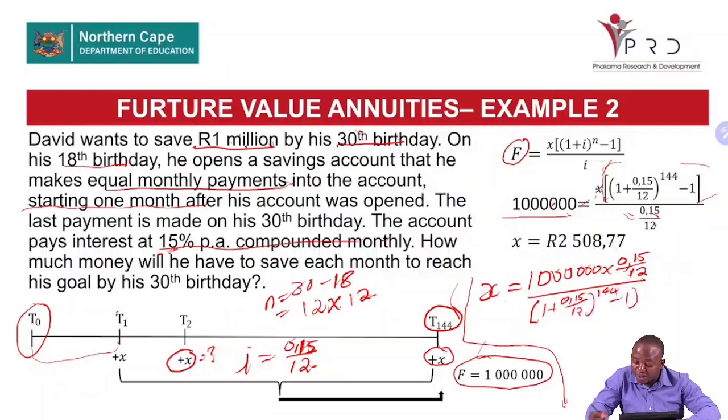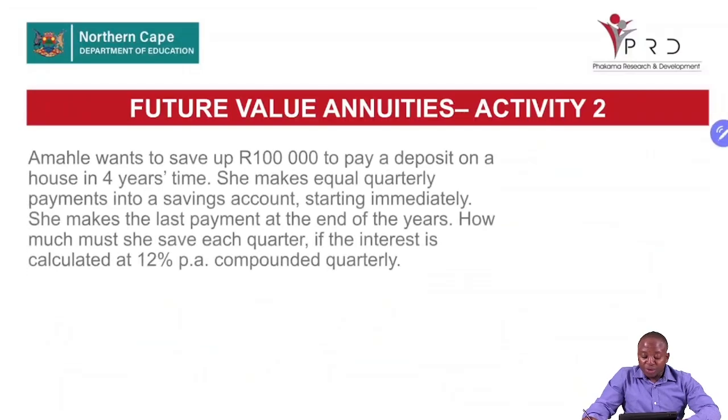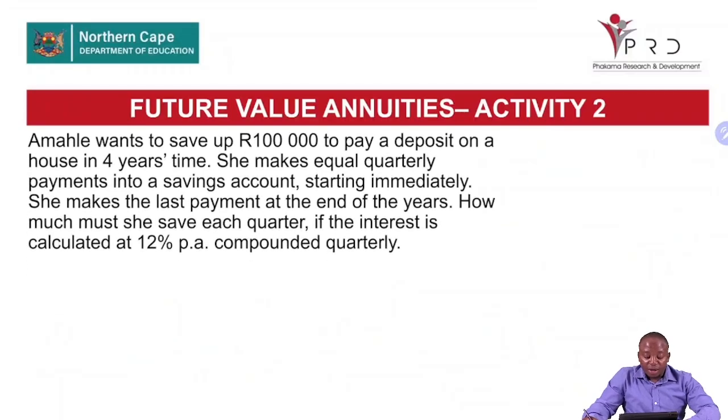So to get X there, what we do is cross multiply. After we cross multiply, we divide by whatever is in our bracket, which is what we have there. Right, then we get X as that amount. So I will give you 2 minutes to complete this activity.